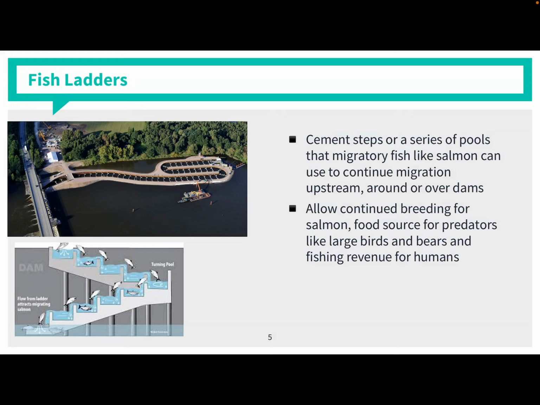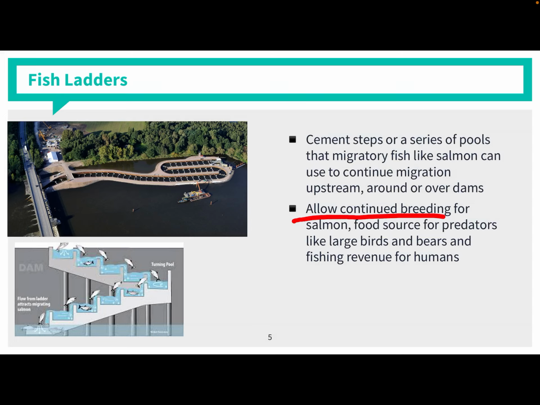We have an issue with fish species that naturally migrate, particularly salmon, that are impeded by these dams. So they've invented something called the fish ladder. These are little cement steps that let the migratory fish continue their upstream migration by going around or over the dam.